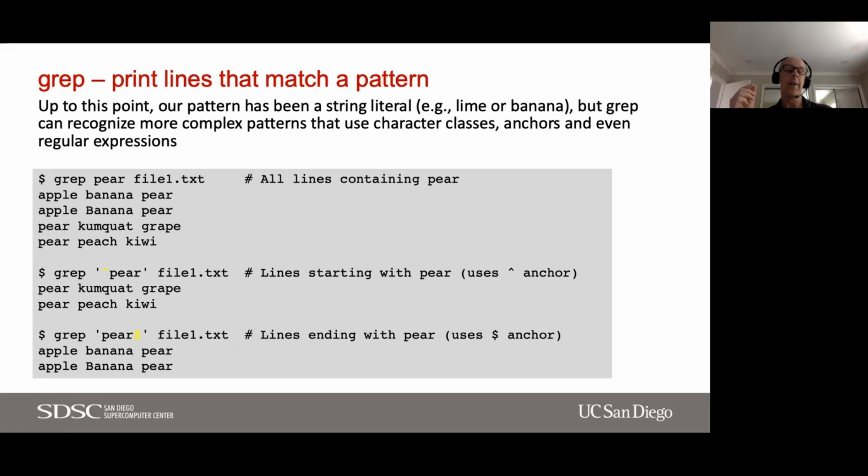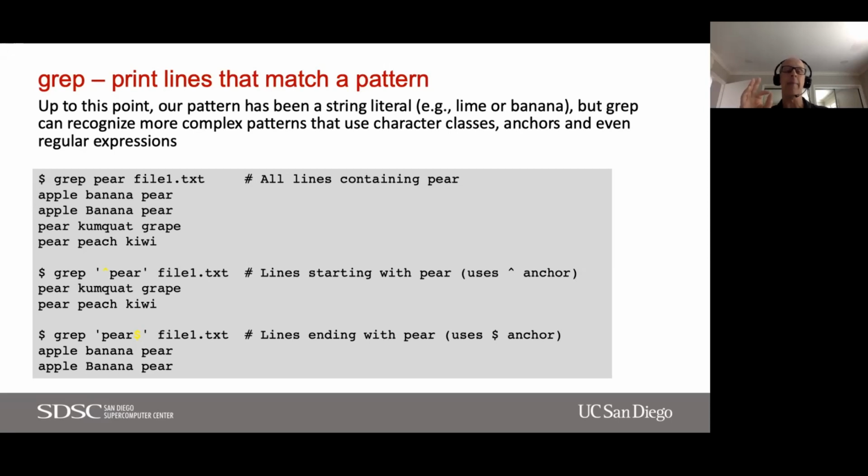Sometimes we want to look for matches at the end of the line. Here I can use the dollar anchor, which is going to appear at the end of my quoted string. In this case, quote pair dollar quote. And now I just see those 2 lines where pair appears at the end.